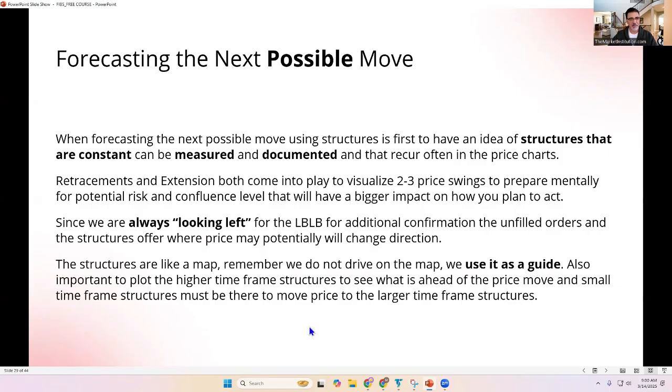When forecasting the next possible price move using structures, it is first to have an idea of structures that are consistent, that you can measure and document, okay? And they often reoccur. Retracements and extensions both come into play to visualize 2 to 3 price swings to prepare yourself mentally for potential risk and a confluence level that will have a bigger impact on how you plan to act.